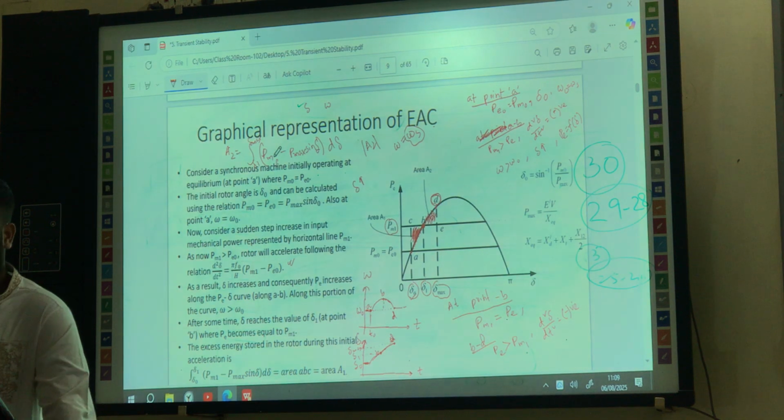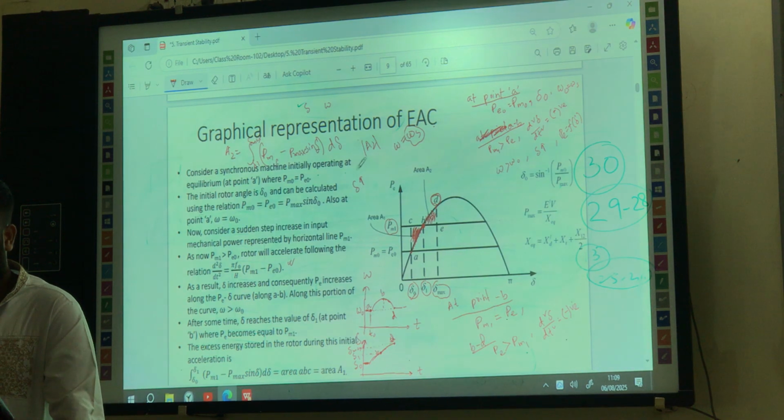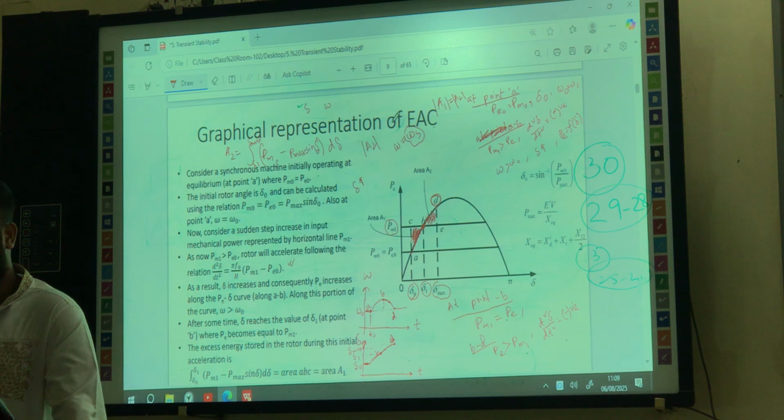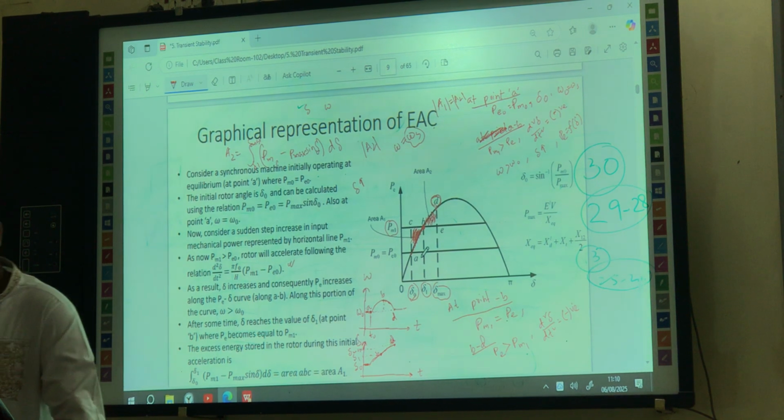And obviously these two areas should be the same. That's why it is called the equal area criterion. This is called the equal area criterion. Have you understood this thing? Now let me give a small recap.